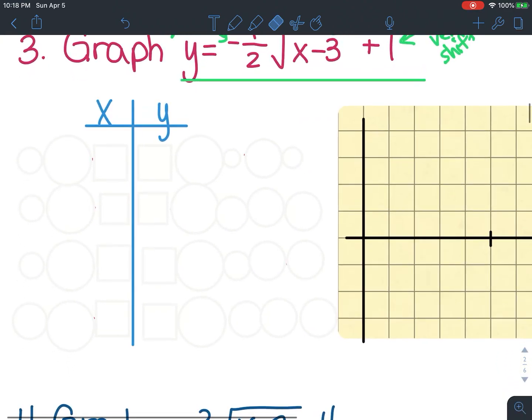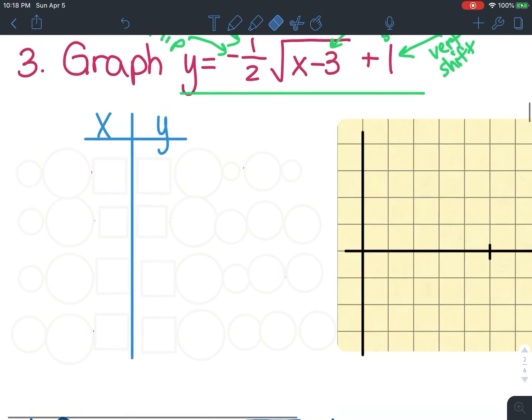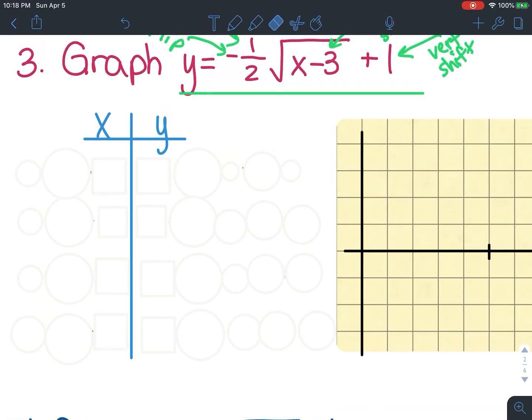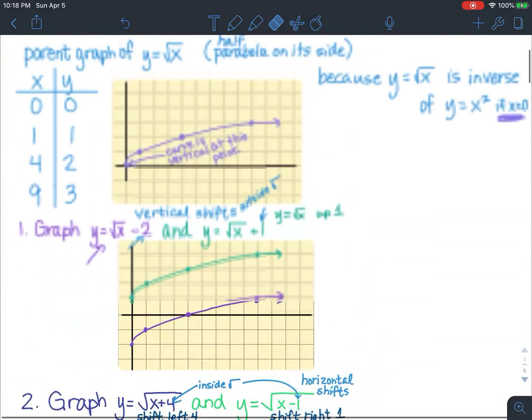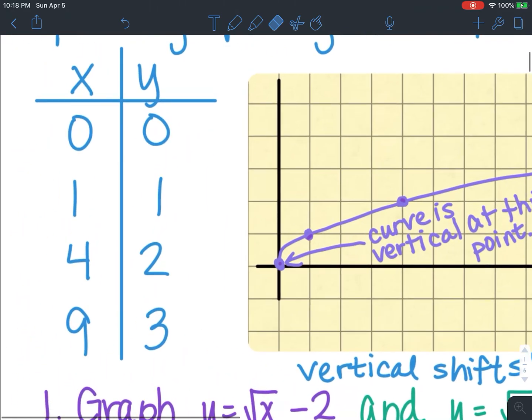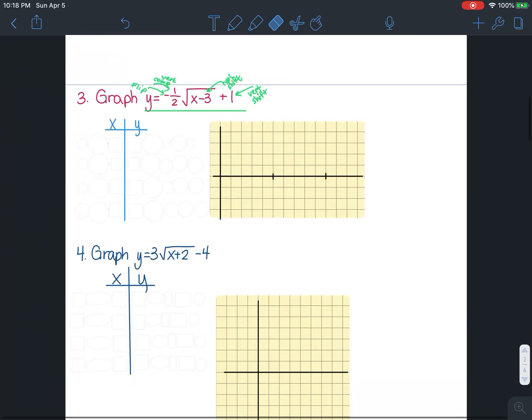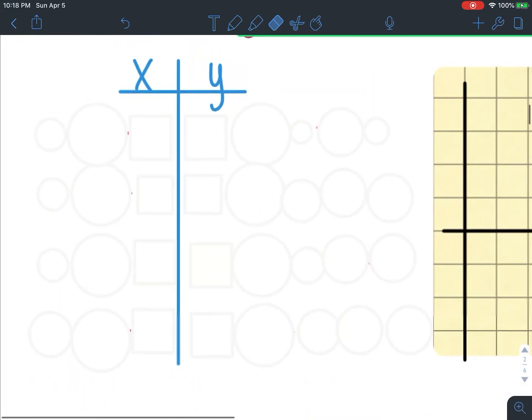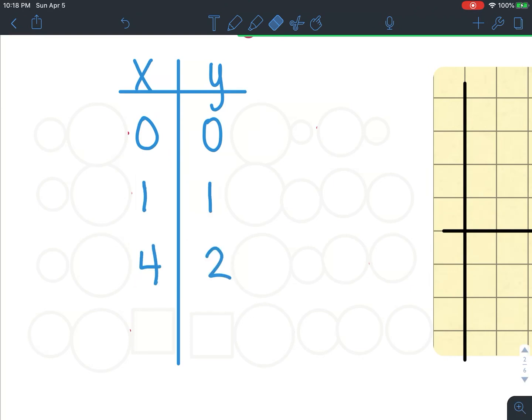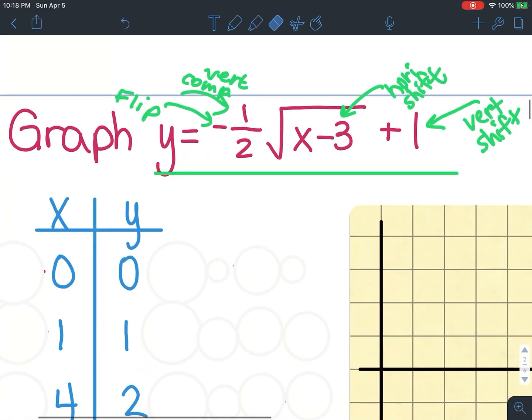So the first thing I want you to do is make the table of your parent graph values. So the same exact table that we had right here. Okay, 0, 0, 1, 1, 4, 2, 9, 3. So we're going to write those here. So 0, 0, 1, 1, 4, 2, 9, 3. Okay.